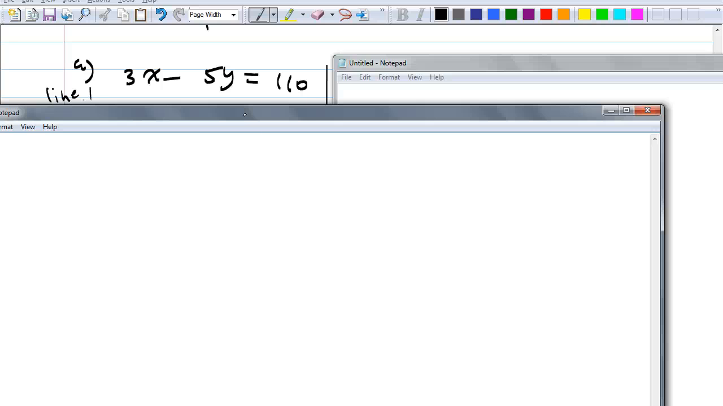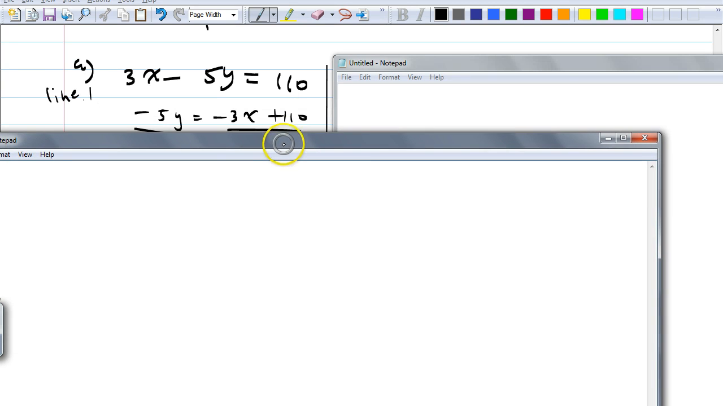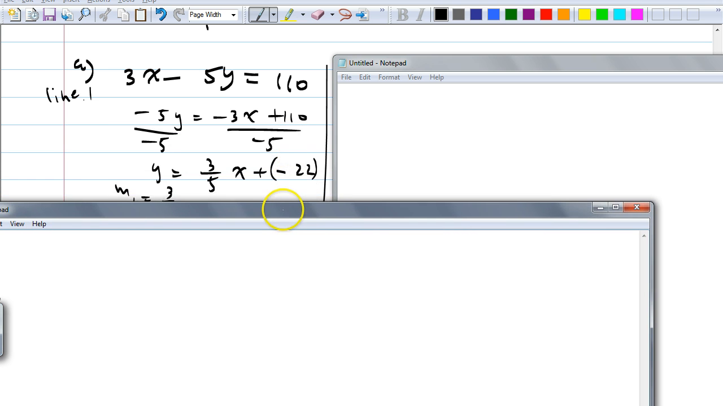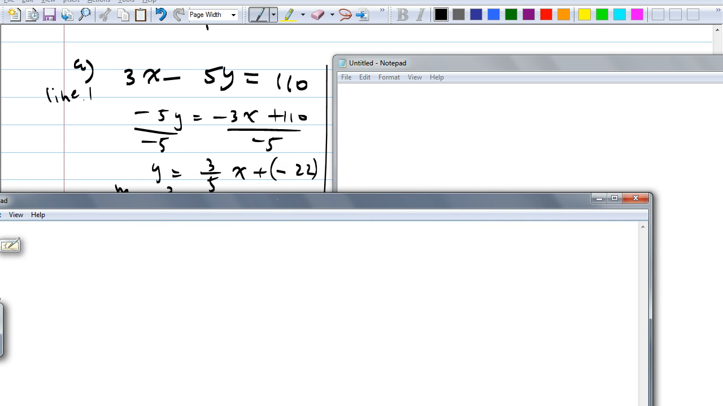Good. I need to subtract 3x from both sides. And of course, when you do, you get negative 5y equals negative 3x plus 110. Right? You want to write negative 3x first because you want to write this in slope-intercept form. Then divide both sides by what, class? Negative 5. How many people got y equals negative 3 over 5x plus negative 22?